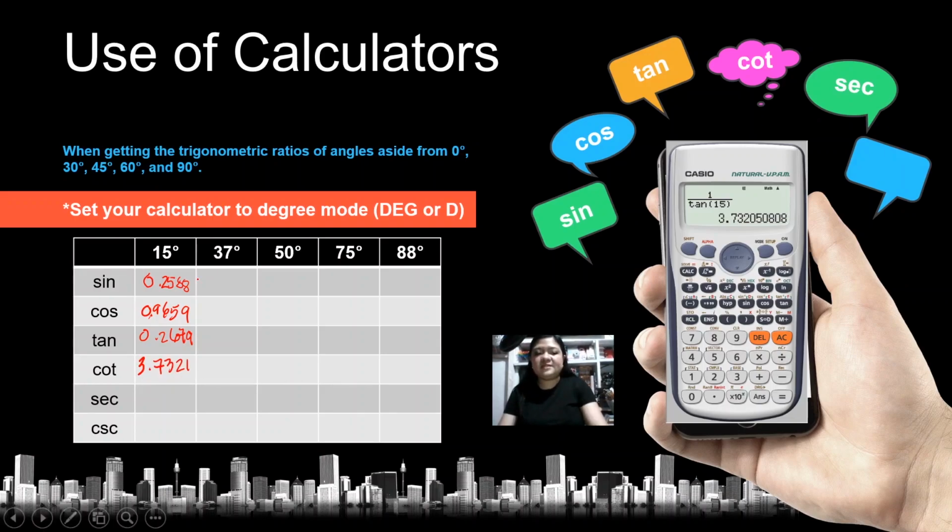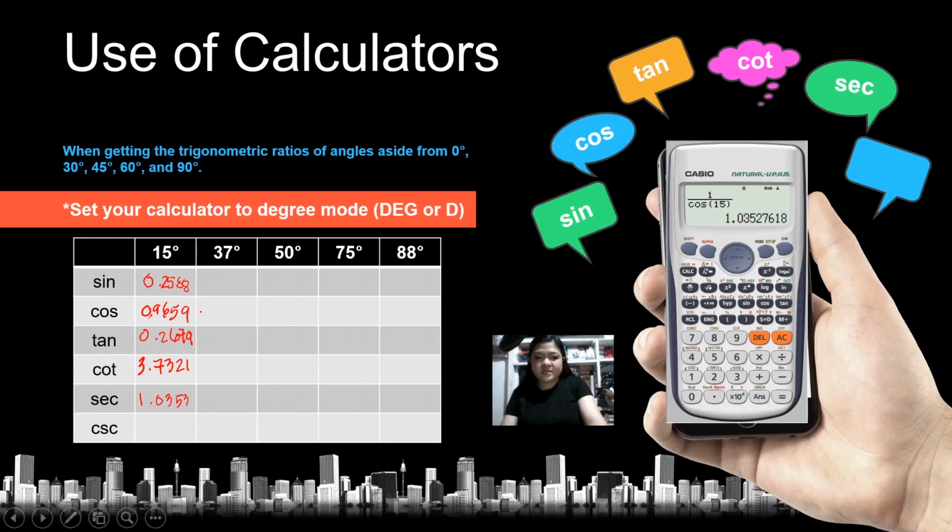Okay, now let us get secant of 15 degrees. Secant is the reciprocal of cosine, so secant will be entered as 1 over cosine. We have square root of 6 minus square root of 2, or 1.0352, and on the right of 2 is 7, so we will write our answer as 1.0353.